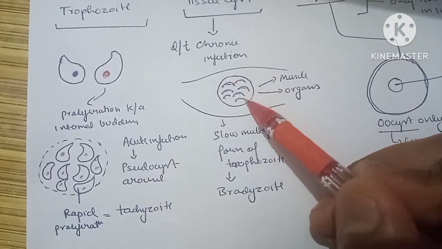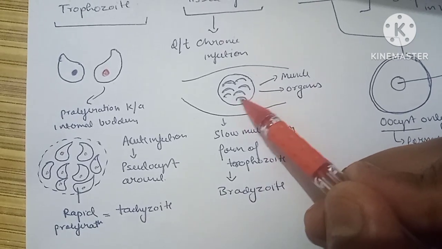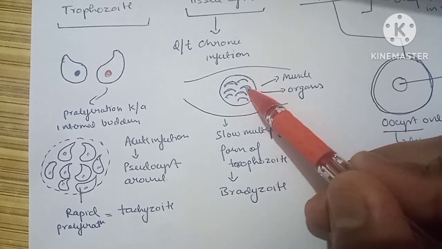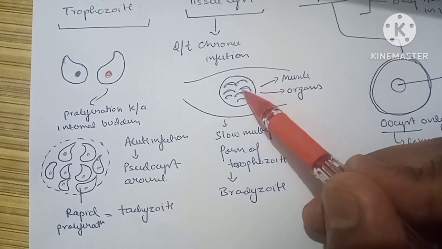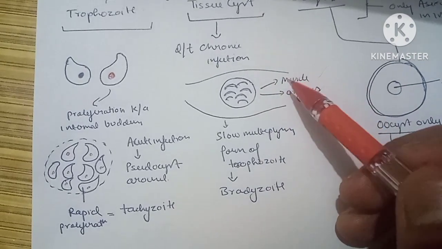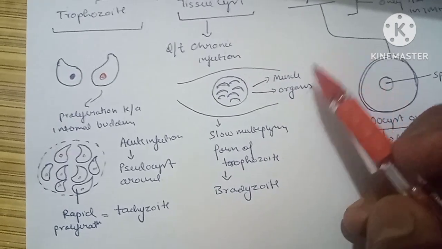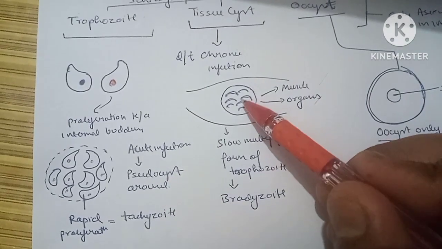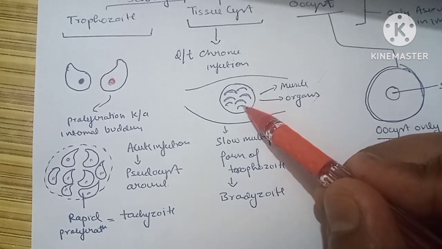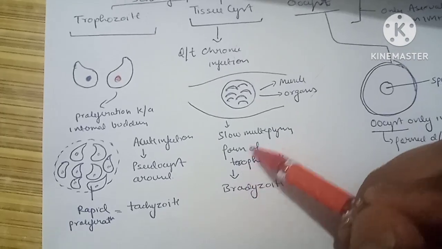So we have a tissue cyst that is formed, and these tissue cysts have trophozoites which are crescent in shape. Okay, these are more crescent in shape, sorry, and these are present in muscle and organs like CNS, heart and lung and other tissues. Now notice these organisms present within a tissue cyst are the slow multiplying form of the trophozoite, and these are known as bradyzoites.